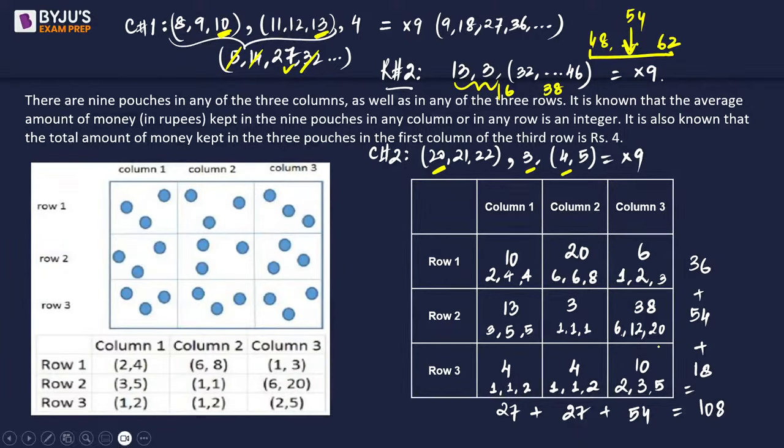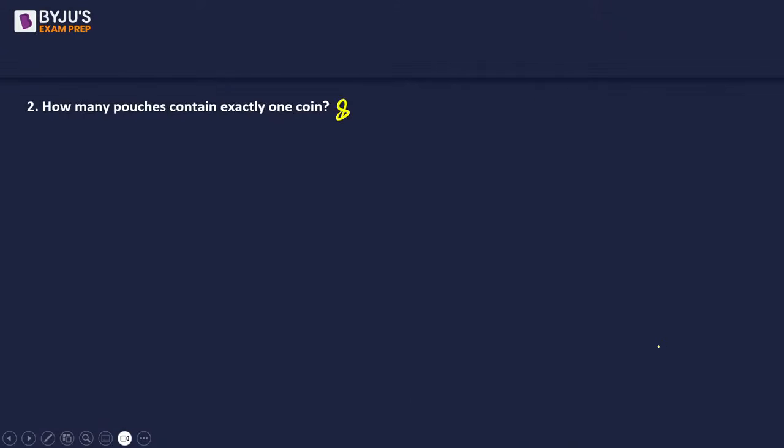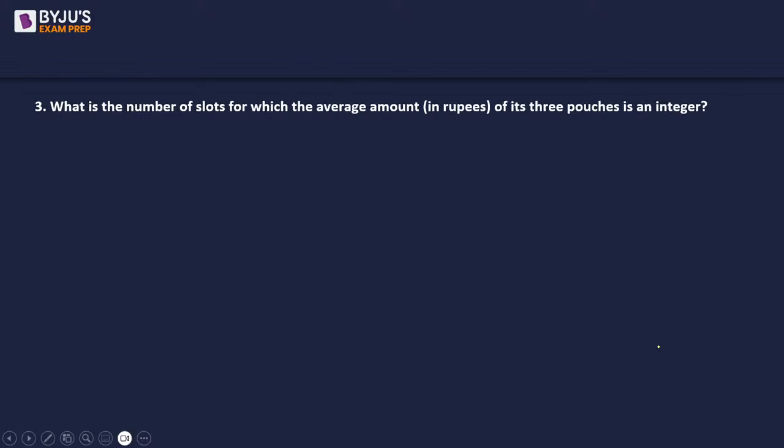So can we say there are 2 such combination of pouches of row and column where you will have the average number of 1 rupee coin being an integer. 3 ऐसे slots हैं. 3 नहीं, sorry, 2 ऐसे slots थे ना, 2 such slots.